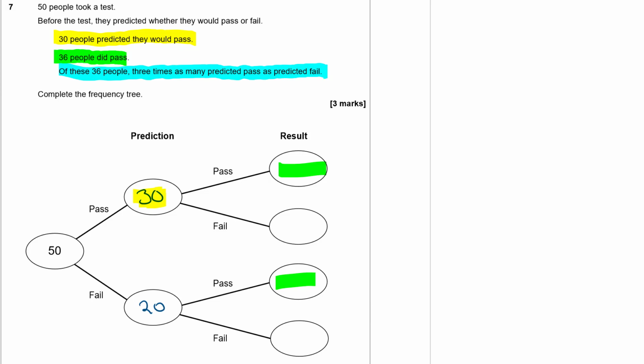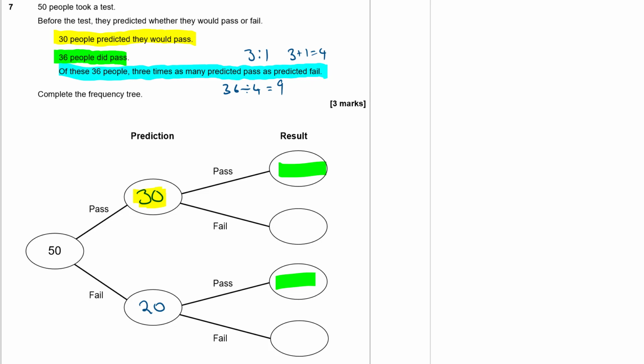So that's a ratio of 3 to 1. If I want to divide 36 people into the ratio of 3 to 1, I need to first add those two numbers together. 3 plus 1 equals 4. And then I divide that into 36. So 36 divided by 4 is 9.